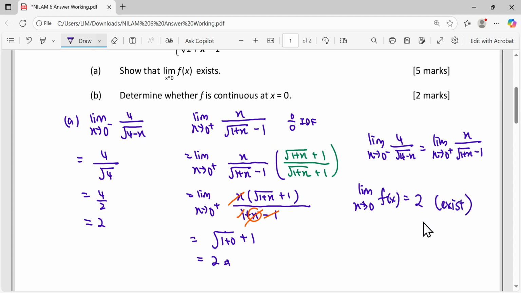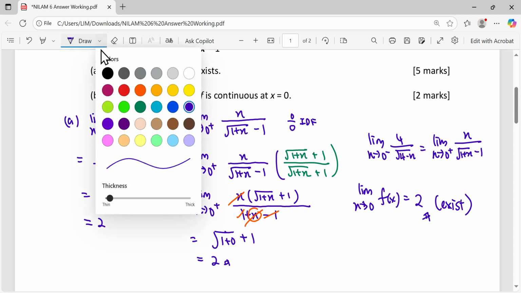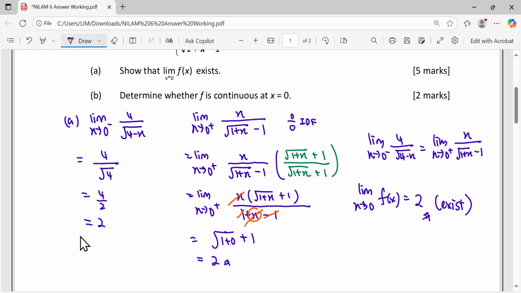Don't answer that it exists only. You have to write it: if your limit exists, tell us what your value is. So that will be your part A. Then we continue for part B. Determine whether it is continuous at x equals 0.